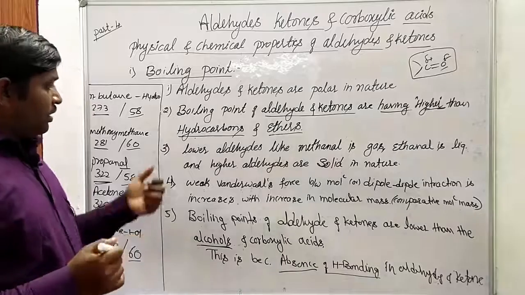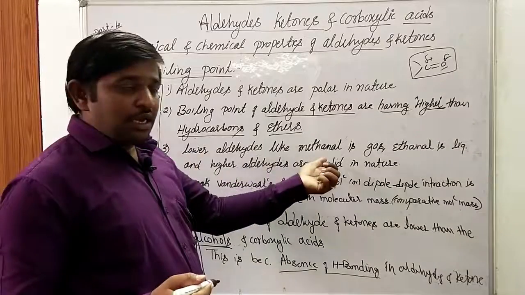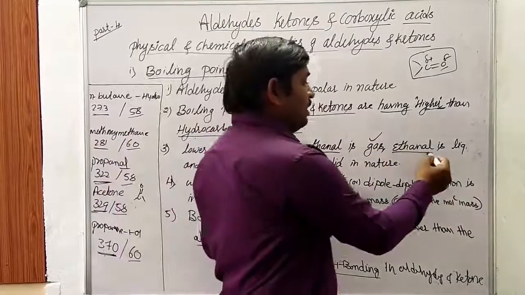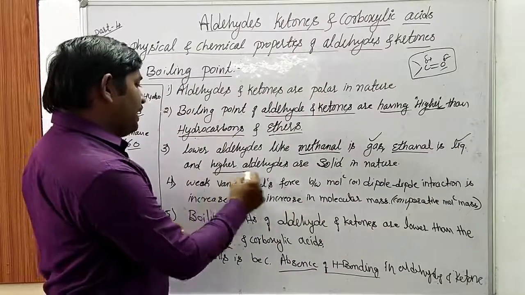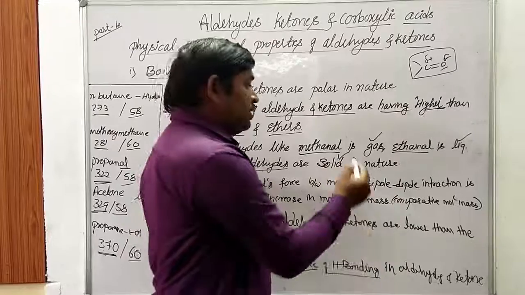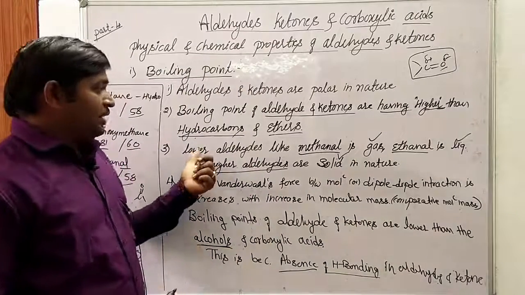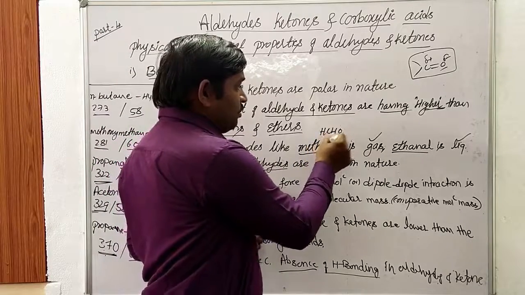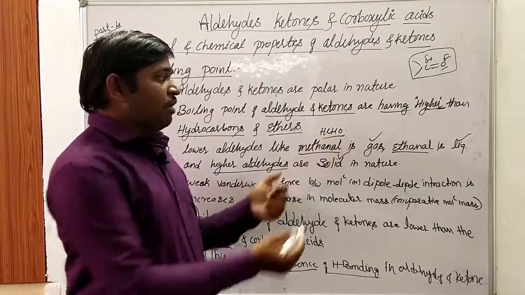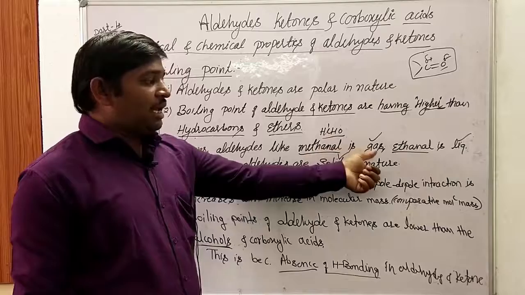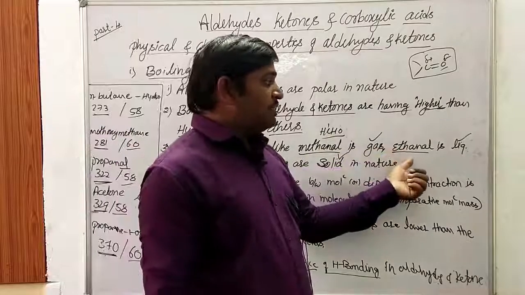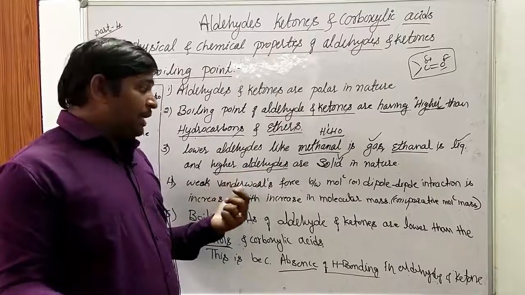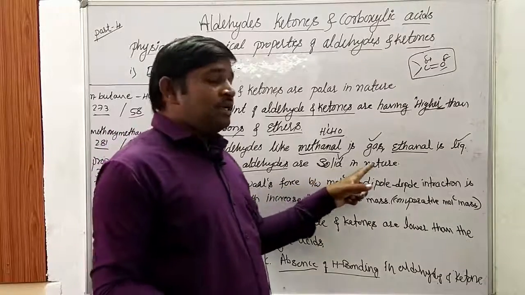Next, let us go to the next point: lower aldehydes like methanal and ethanal. Methanal is in a gaseous state, whereas ethanal is in a liquid state. Higher aldehydes are solids in nature. Methanal is HCHO, called formaldehyde. The word root for this is 'meth', that's why it is methanal. Higher aldehydes such as propanal and butanal exist in the solid state.